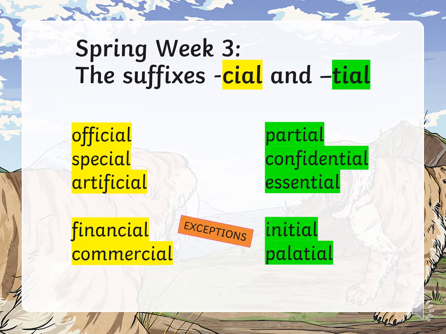So we've got in yellow on the left hand side the cial, and on the right hand side we've got the tial. At the bottom as well, we've got some exceptions because they do not follow the pattern of the rule that we're going to look at. So this week we're going to focus on the left hand side, which is the suffix cial.